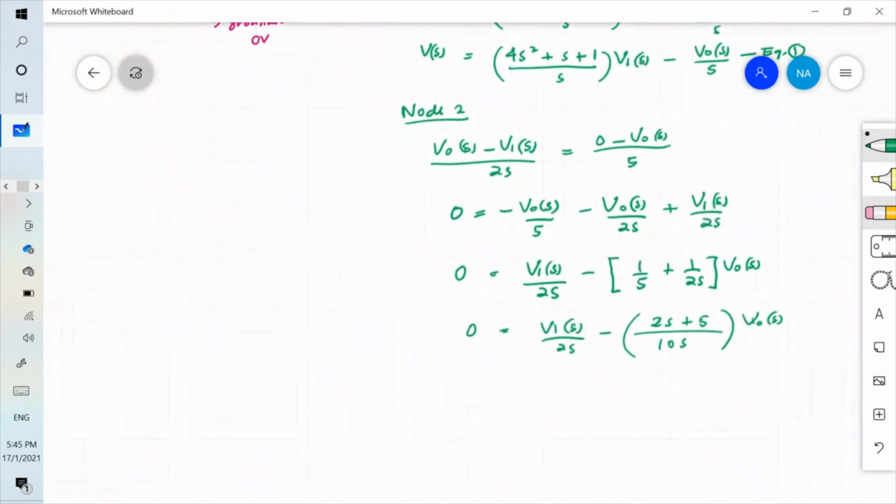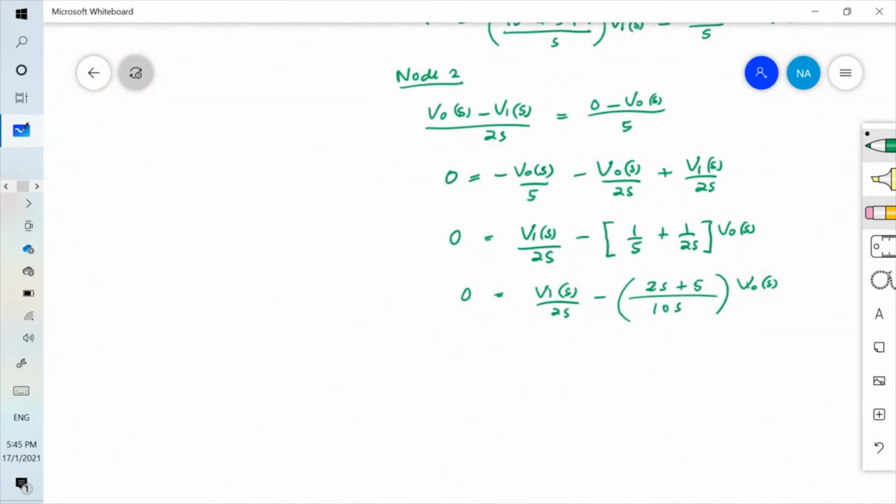Okay, so since we have a 0 on the left hand side, we can make sure the denominator for both V1 and V naught terms is the same, and then just cancel off that denominator. That's a beauty when you have an equation which equals to 0. You can remove that denominator, given that you make sure the denominator is the same. So it will become 5V1s minus, in bracket, 2s plus 5, V naught s. Okay, so it is reduced to this. So this is equation number 2.